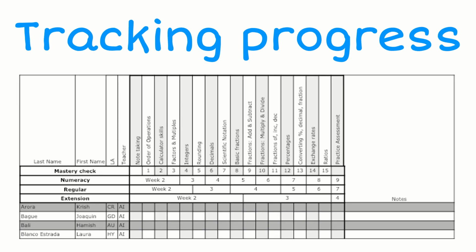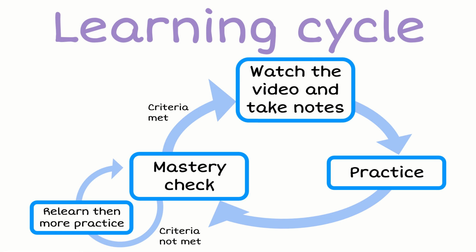What I need to do in the background as a teacher is monitor and track their progress. I'll have some kind of spreadsheet set up, where I've set out what I expect them to complete in week 1, week 2, week 3, etc. I go through for each student and mark off where they're up to. So that's the learning cycle that I use for flipped mastery.